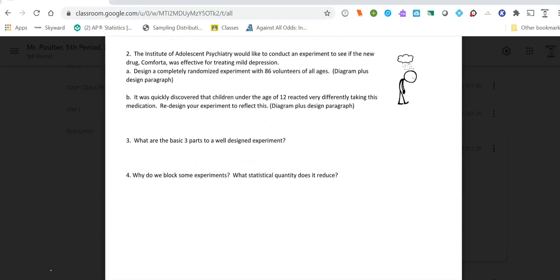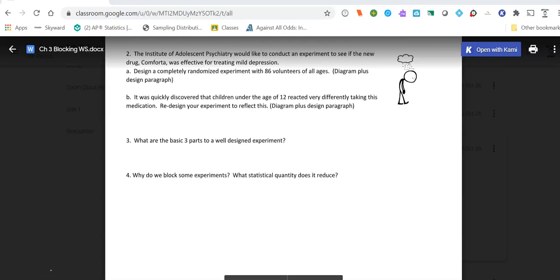So number 3 says, what are the 3 basic parts to well-designed experiments? One of those basic parts that you already know about, we referenced before, is we must have random assignments. We must have randomization, right? If we don't have that, we can't show any causality. The second thing, really the first thing, if we're being honest with ourselves, we need to have some sort of treatment in our experiment, right?